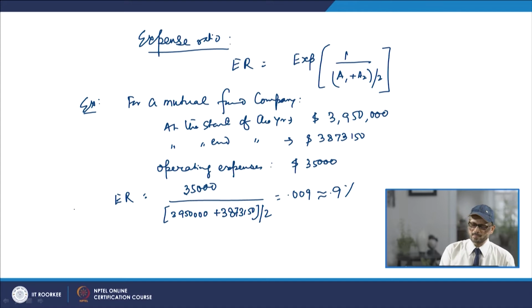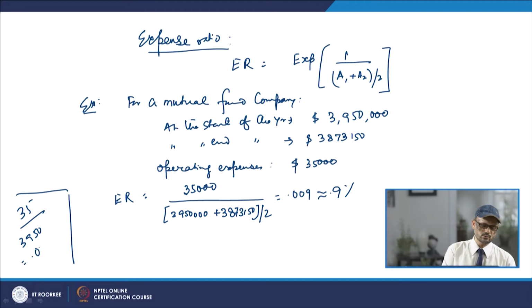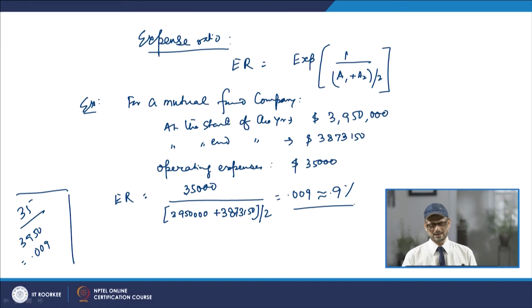So it will be 35 by the average of 3950, and it will be something close to 0.009. So it will be 0.9%, fine. You can say that 0.9% is the expense ratio.